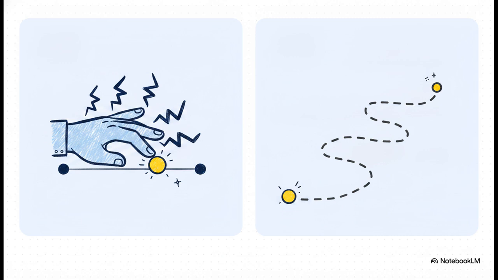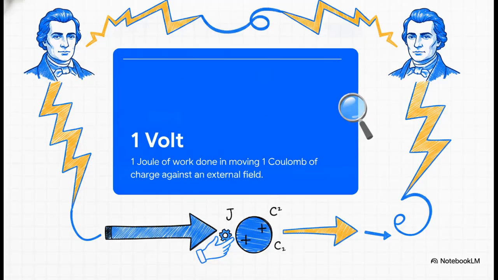But electric potential? That brings a charge in from the great unknown. It asks a much more abstract question: how much work does it take to bring a charge all the way from absolute infinity, a place where the influence of other charges is exactly zero, to one very specific point in space? And that brings us to our unit of measurement, the volt, named after Alessandro Volta.